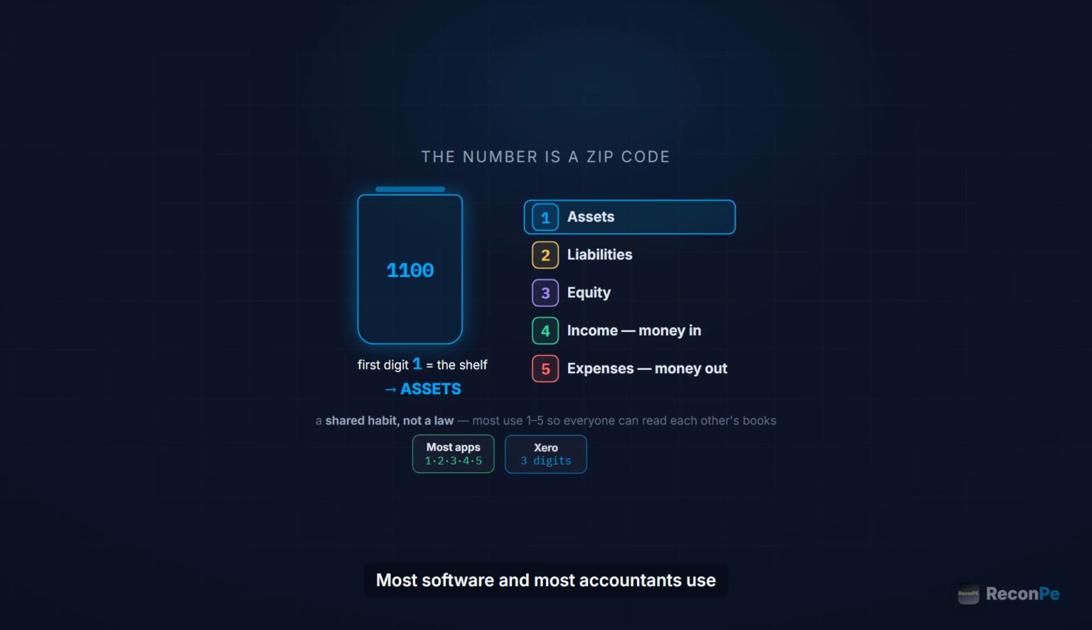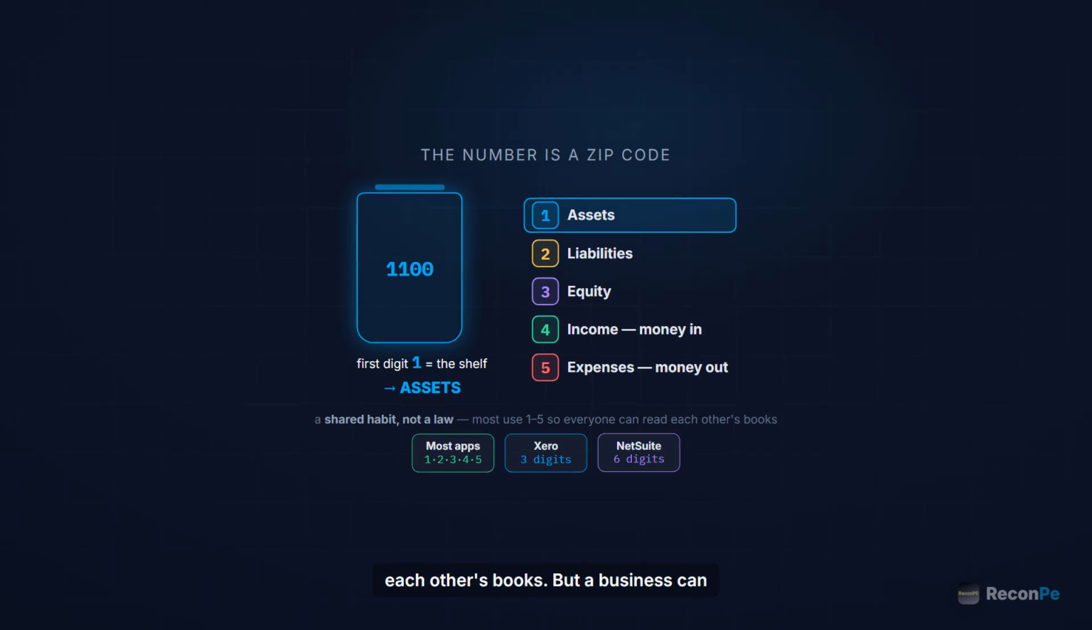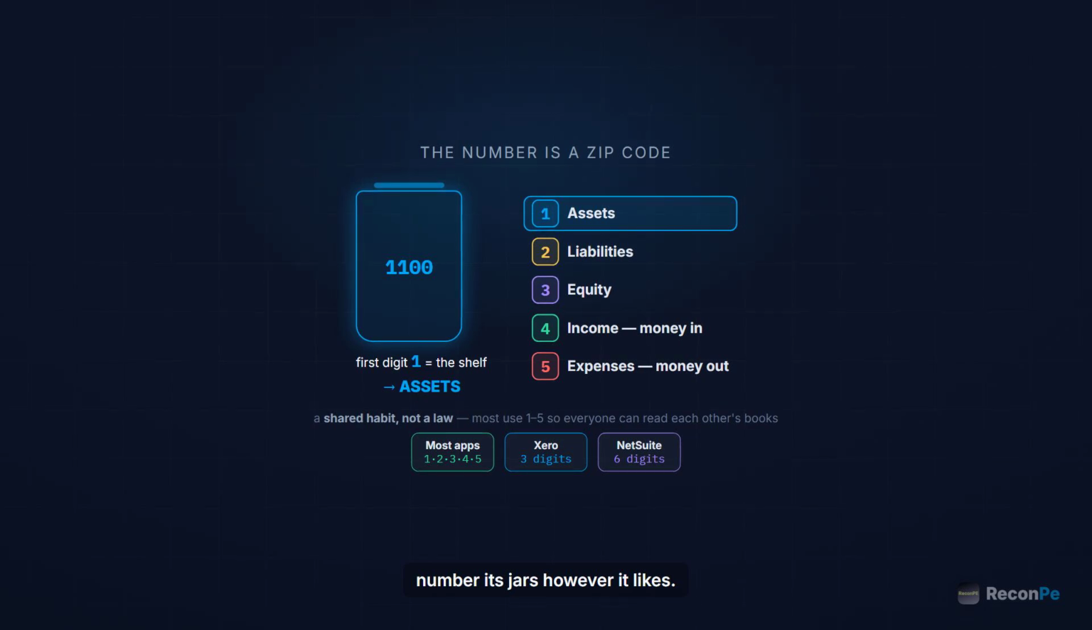One quick honesty note. Nobody made this a law. Most software and most accountants use 1 through 5, so everyone can read each other's books. But a business can number its jars however it likes.